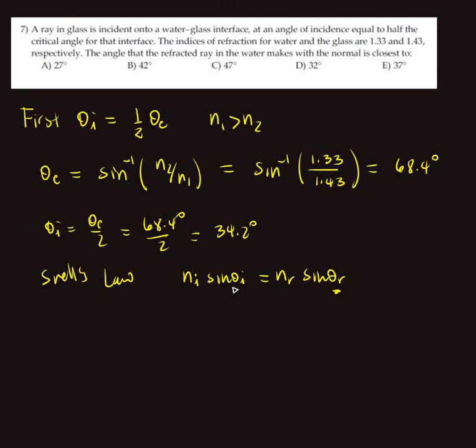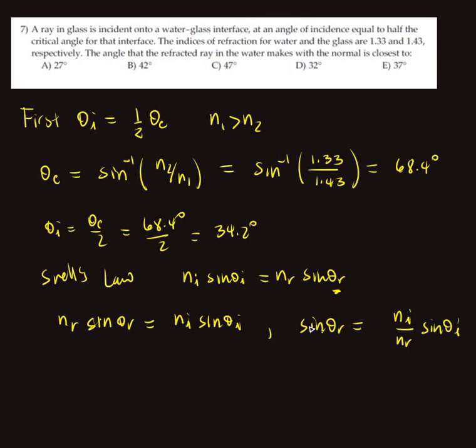But in this case, the problem says that the angle of incidence is 1/2 the critical angle. We found the critical angle, we found the angle of incidence, and now what we're going to do is solve for the angle of refraction. So the first thing we're going to do is rewrite this equation. Let's write it this way.